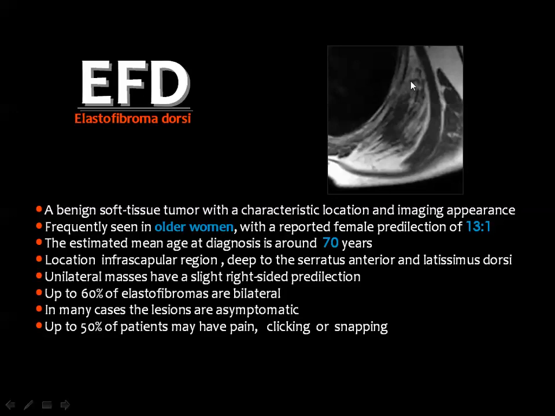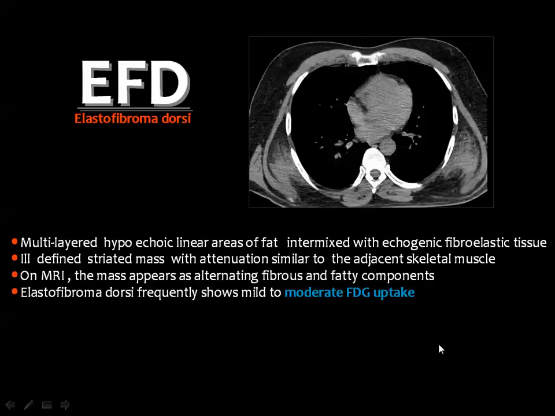This lesion will show a very characteristic appearance of a striated mass containing bright signal in the T1 representing fat and intermediate signal representing muscle fibers. Most of the patients are asymptomatic, but many times they may feel a swelling and may also complain of pain. This is the CT appearance.